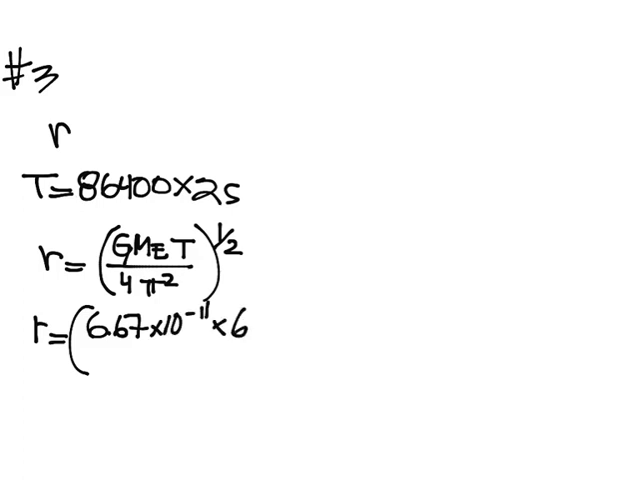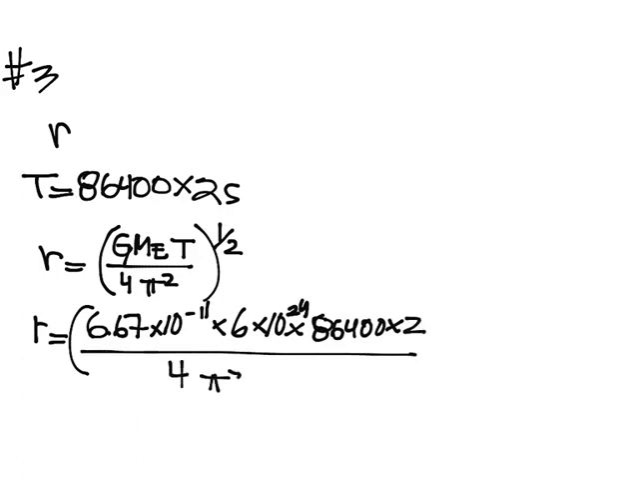Okay, again we have 6 times 10 to the 24 kilograms, and the period is now going to be 86,400 times 2 divided by 4 pi squared, and all of this is to the 1/3 power. I shouldn't have written 1/2. And so all you have to do is plug that into your calculator, and when you do that, you should get a radius of 1.2 times 10 to the 6th meters.